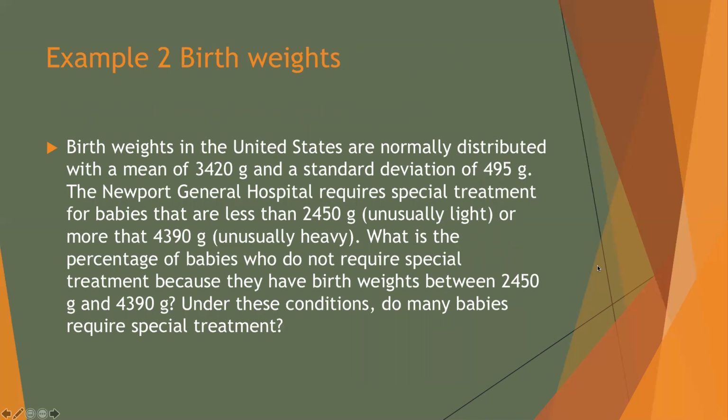All right, here's another example. Birth weights in the United States are normally distributed with a mean of 3,420 grams. Right there, you know mu: 3,420 grams, that's the mean. Standard deviation of 495, that's sigma, or you can think of it as s. The Newport General Hospital requires special treatment for babies that are less than 2,450 grams, unusually light, or more than 4,390 grams, unusually heavy. What is the percentage of babies who do not require special treatment because they have birth weights between 2,450 and 4,390 grams? Under these conditions, do many babies require special treatment?